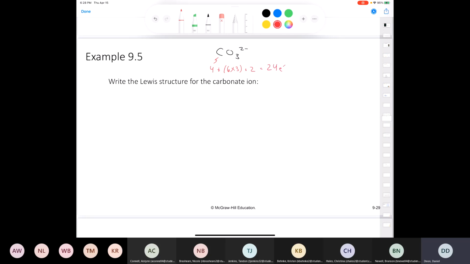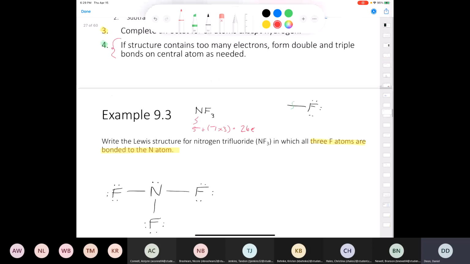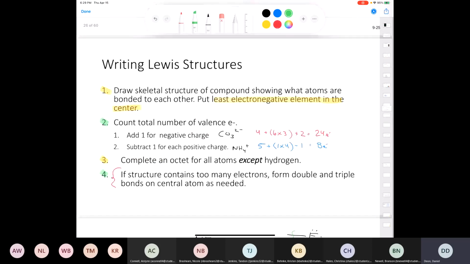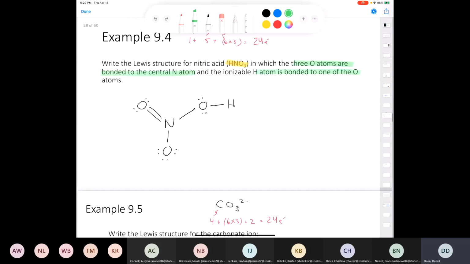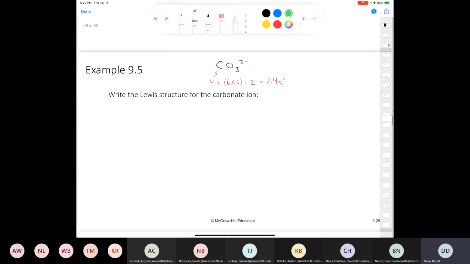Now, it doesn't tell us how the carbon and the 3 oxygens are connected. However, if we go back to our rules, we said we're going to put the less electronegative element in the center. So let's do that. Let's start with that rule since they haven't given us any tips. So we're going to say carbon, we got 1, 2, 3 oxygens surrounding it like this. So now we've used up a total of 6 electrons. So that means I've got 24 minus 6. I got 18 to go.